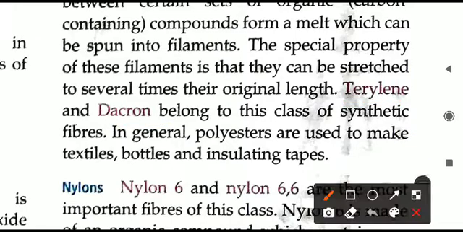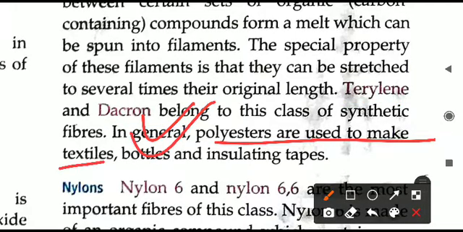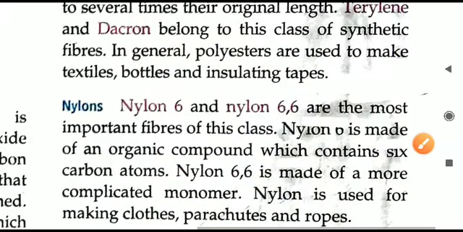What the polyesters are used for, that is important, you will learn here. Polyesters are used to make textile, bottles and insulating tapes. Insulating tapes are used by the electricians to put on the wires and all. If any cut is there, they will put the insulating tape over the wire so that the current cannot flow outside.